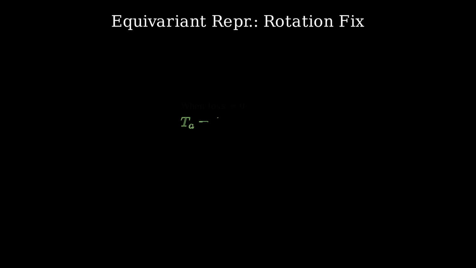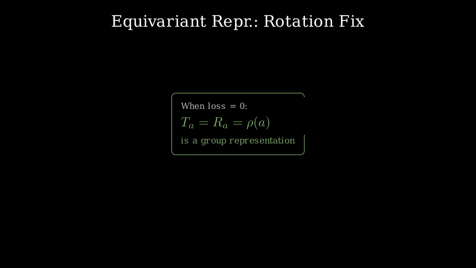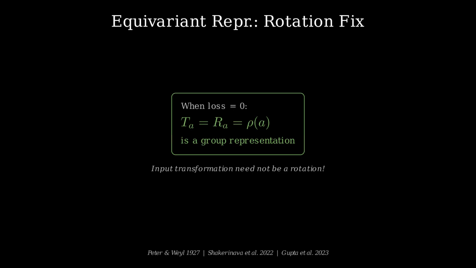When this loss reaches 0, something remarkable happens. Each T_A is encoded as a rotation R_A that preserves composition. In other words, T_A equals R_A equals ρ(A). It is a group representation. And importantly, the input transformation does not need to be a rotation itself. This result connects to Peter and Weyl from 1927, and was applied in the learning setting by Shakerinava et al. in 2022 and Gupta et al. in 2023.